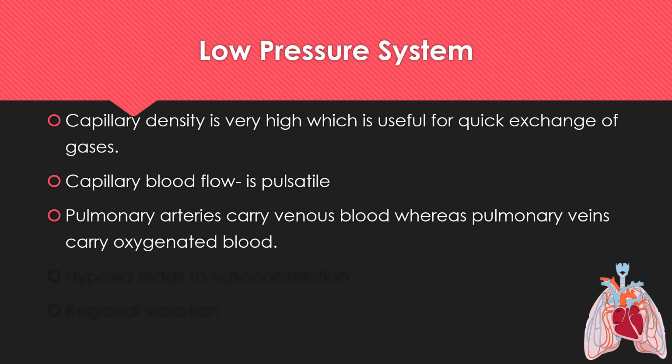Pulmonary arteries carry the venous blood, whereas the pulmonary veins carry the oxygenated blood. Hypoxia leads to vasoconstriction, but remember, in systemic circulation it causes vasodilatation. This is a very specific feature, so underline it. Hypoxia causes vasoconstriction in the pulmonary circulation, whereas in systemic circulation it causes vasodilatation.